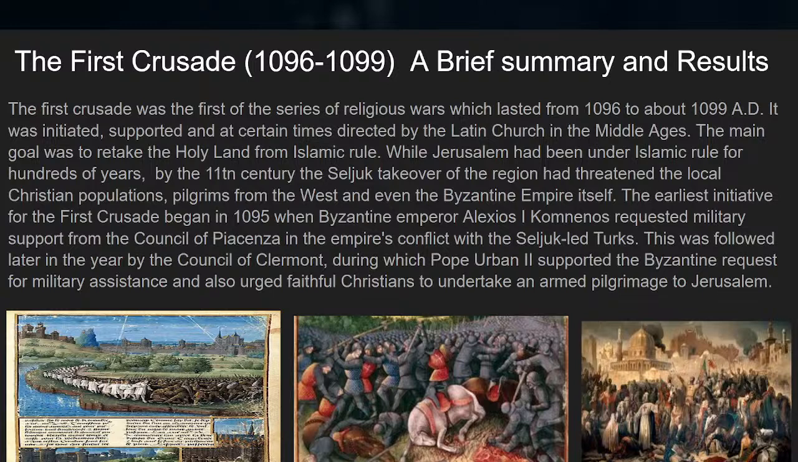All right, the First Crusade, 1096 to 1099. Here is a brief summary and results. The First Crusade was the first of the series of religious wars which lasted from 1096 to about 1099 AD. Sorry, I said 1296. It was initiated, supported, and at times directed by the Latin Church in the Middle Ages. The main goal was to retake the Holy Land from Islamic rule.